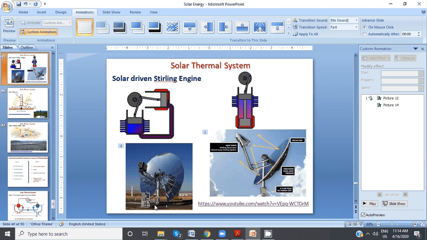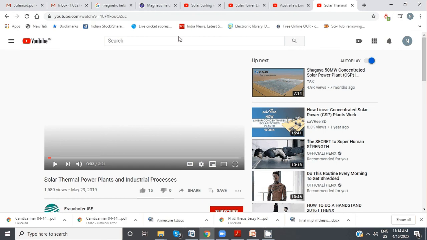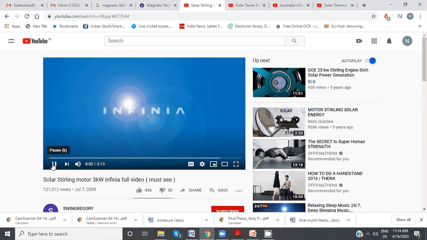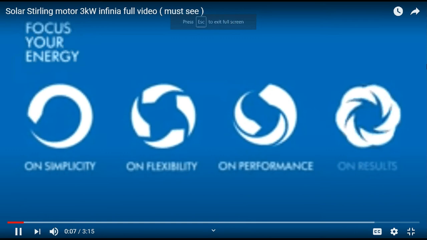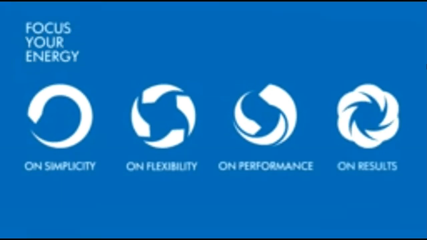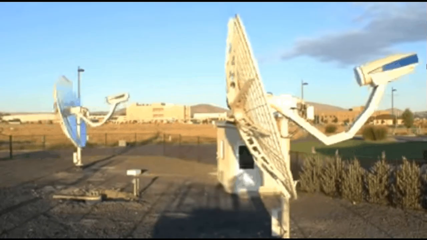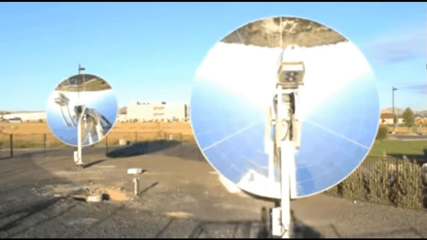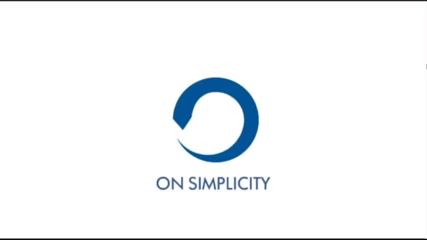So I would like to show one video on this. This is a video from a company which shows you how the Stirling engine works. The most important part here is the tracking of the sun, because a parabolic mirror will only work when the sun is at the top of it. So the tracking is always taken into consideration in this case.